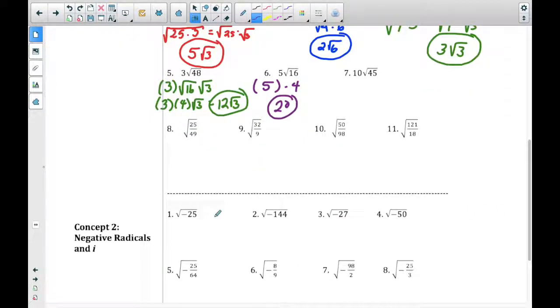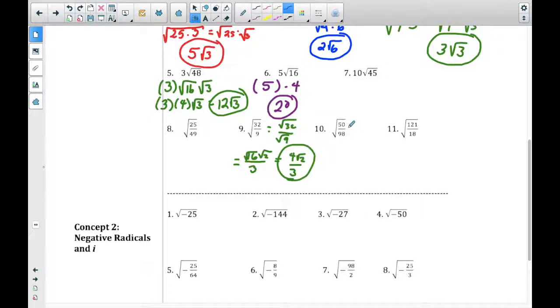We've already talked about some fractions, so you already know how to do number 8. Let's take a look, okay? On number 9, the thing to do here is split it up between the square root of 32 over the square root of 9. And so we know that the square root of 9 is 3. That's easy. And then on the numerator, 32 breaks down to 16 times 2. And so that answer is 4 radical 2 over 3. And that's as far as it can go.